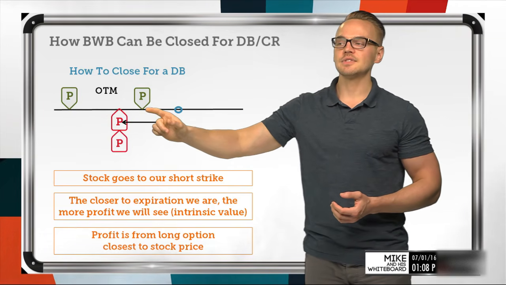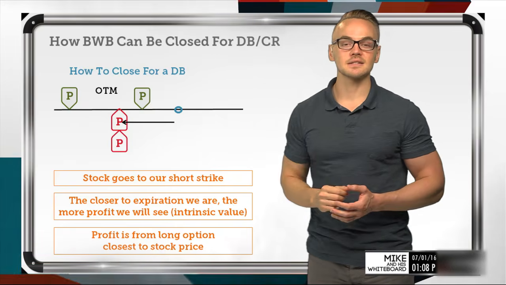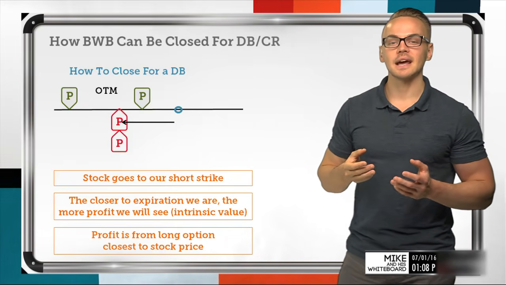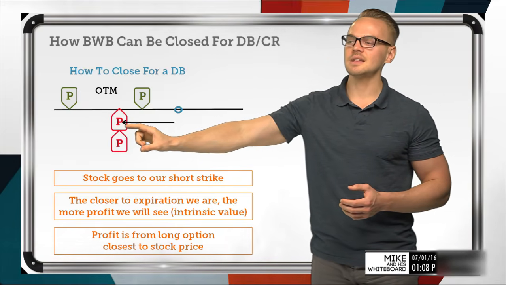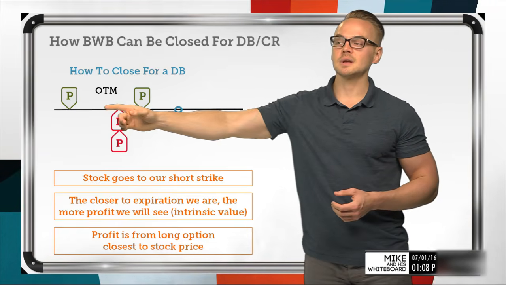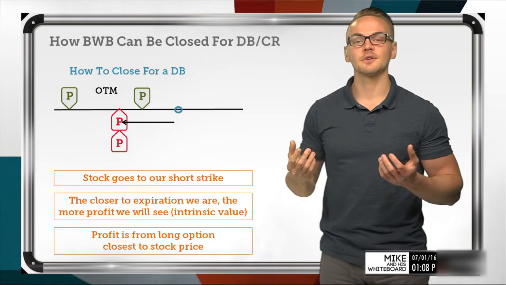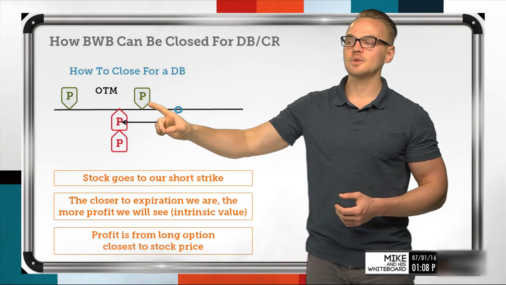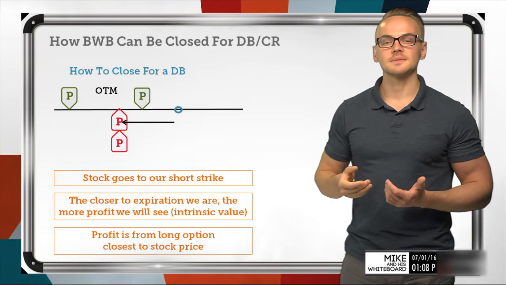If the stock price is at 96, what we're going to see, especially at expiration, is these two options are going to be worth next to nothing. This one's going to be even worth less because it's further out of the money, but this option is going to be trading for at least $4. Now, how do I know that?